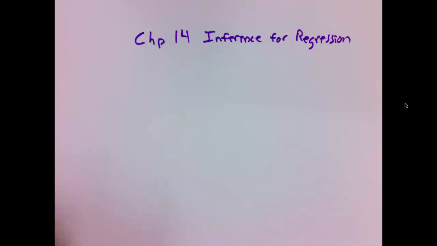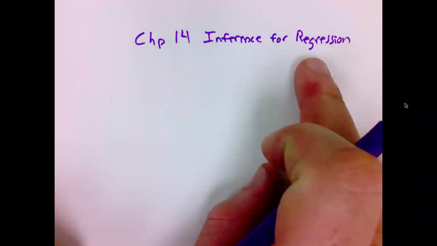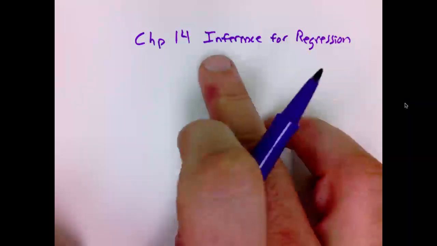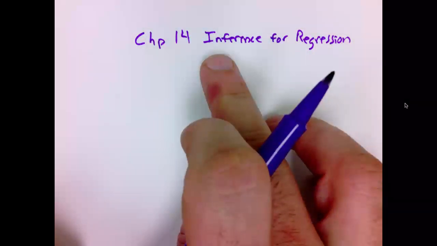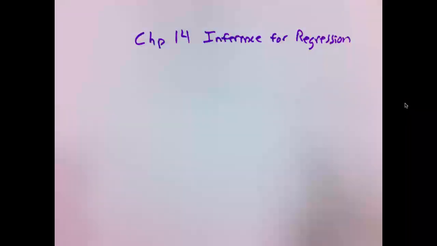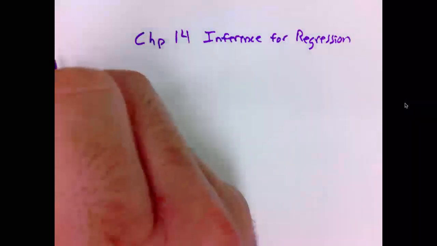In these notes, we're going to be looking at some introductory material for Chapter 14. Chapter 14 deals with inference for regression. In Chapter 3, we learned about regression. Now we're going to do some formal inference on regression. First new statistic that you need to know about: standard error about the line.